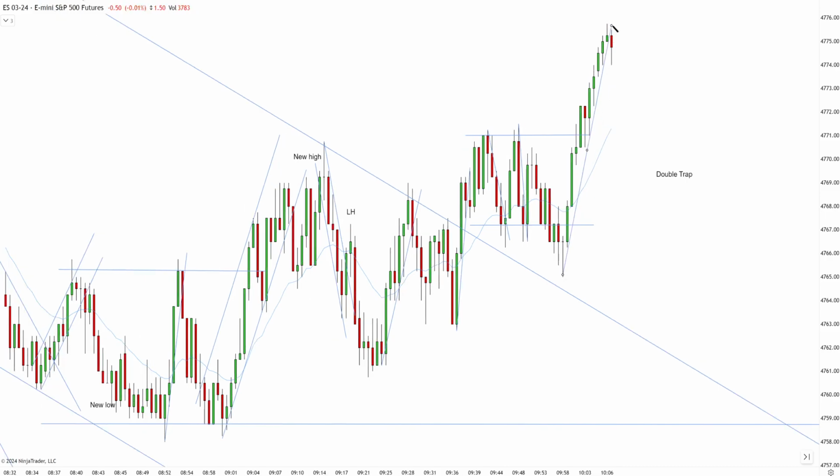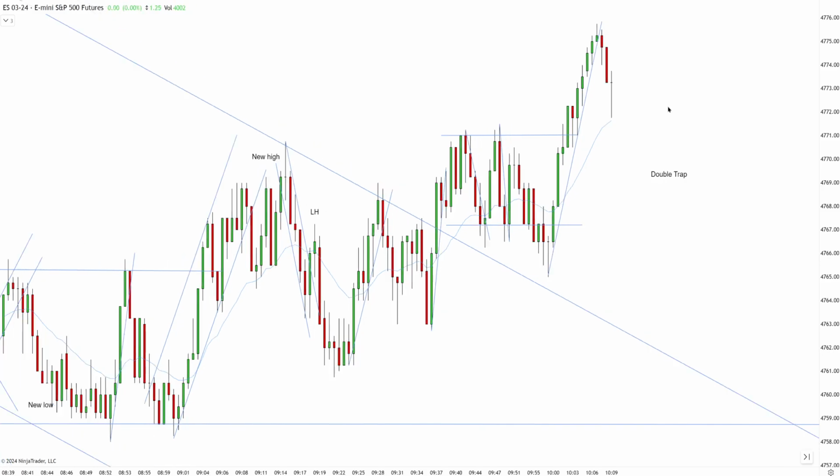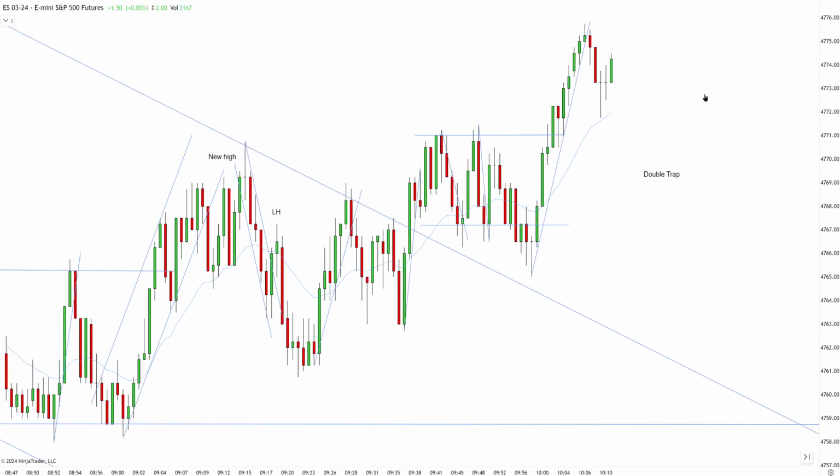So once again, be objective. The market is never going anywhere. You will not miss anything if you are a little bit more patient and let price action develop.